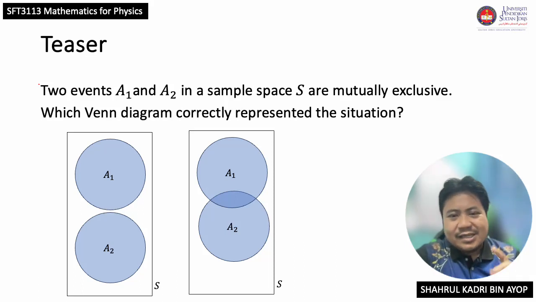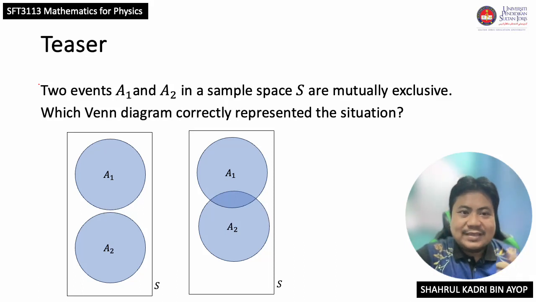Two events, A1 and A2, in a sample space are mutually exclusive. Which Venn diagram correctly represents the situation? So what are events? What is mutually exclusive? Okay, let's go.